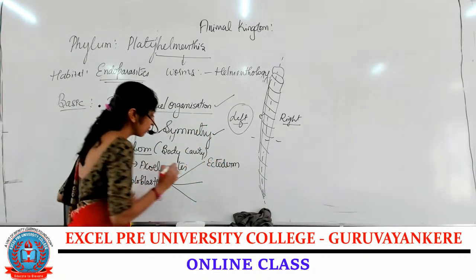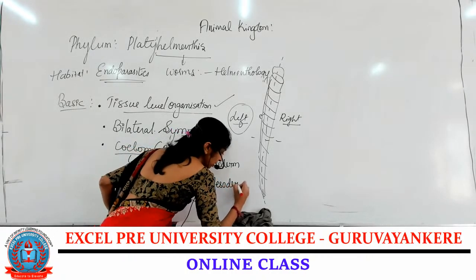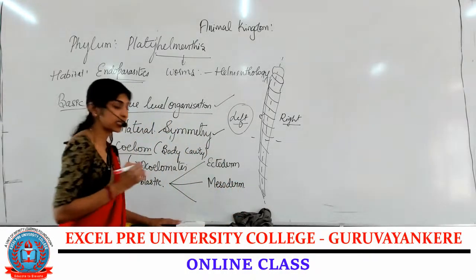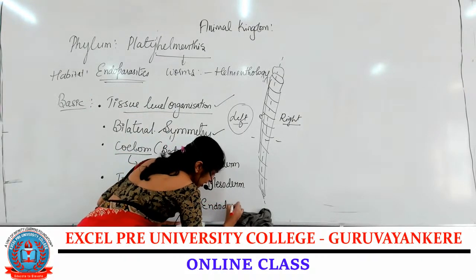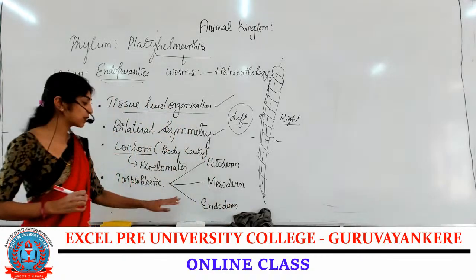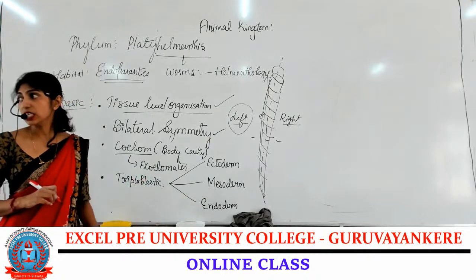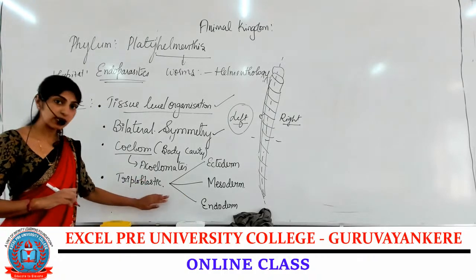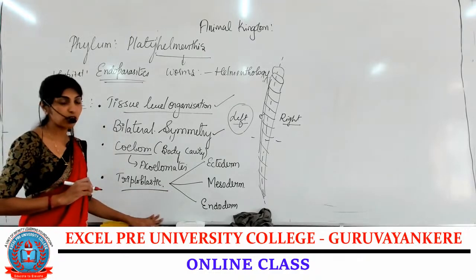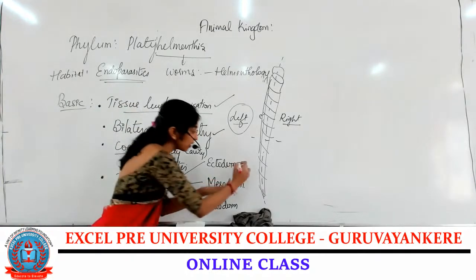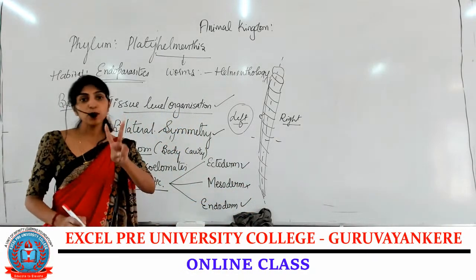And the middle layer we have is mesoderm. And the innermost layer is endoderm. The outer layer is ectoderm, the middle is mesoderm, and the inner is endoderm. Since they have these three layers, we call them triploblastic. If the organism has only ectoderm and endoderm, and does not have mesoderm, then we call it diploblastic.